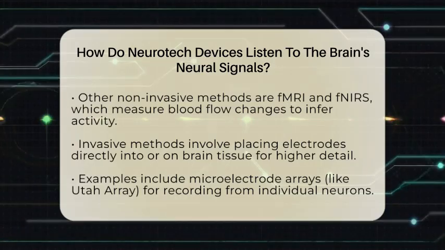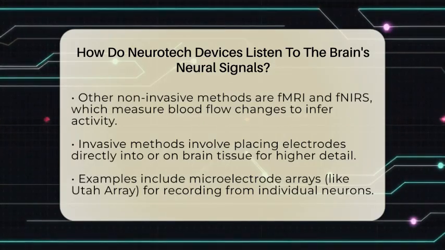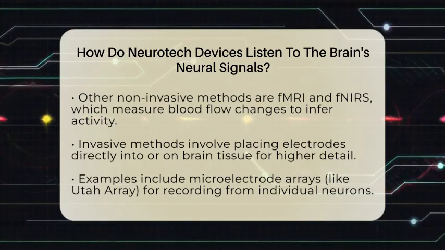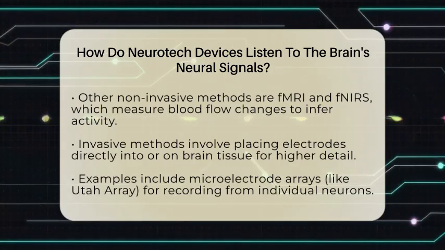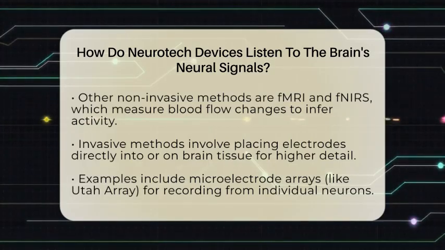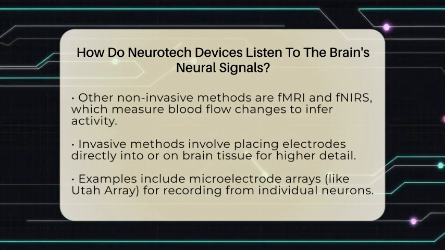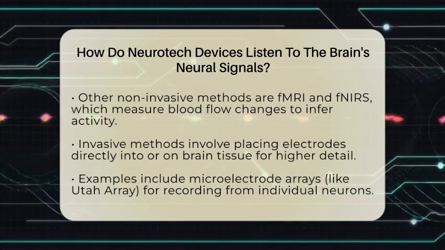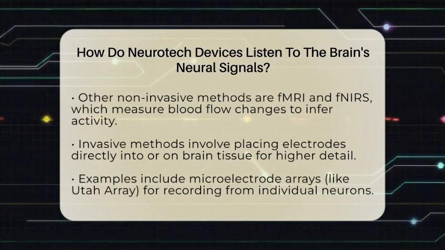Other non-invasive methods include functional magnetic resonance imaging, or fMRI, which measures blood flow changes in the brain, and functional near-infrared spectroscopy, or fNIRS, which also tracks blood flow but with light. These methods are indirect but useful for understanding overall brain activity.